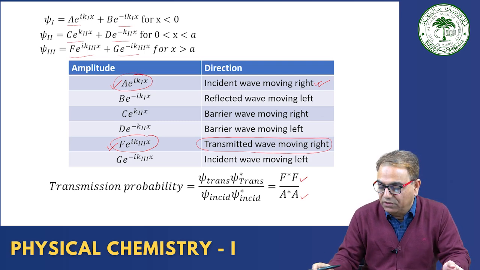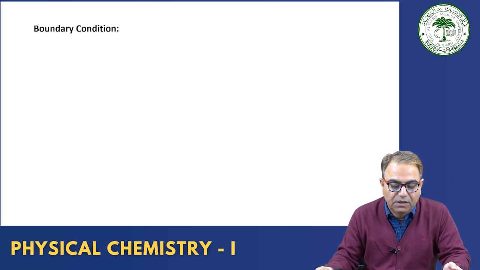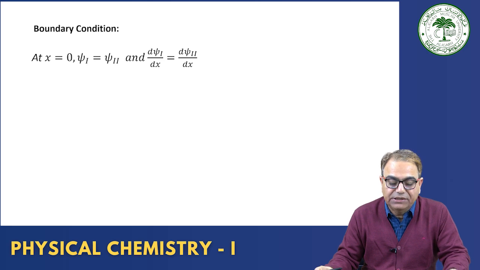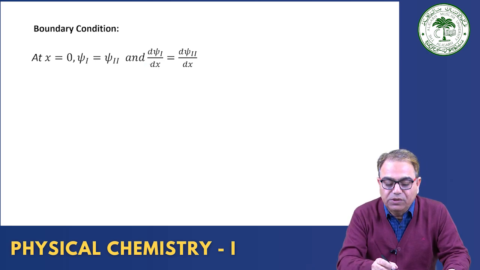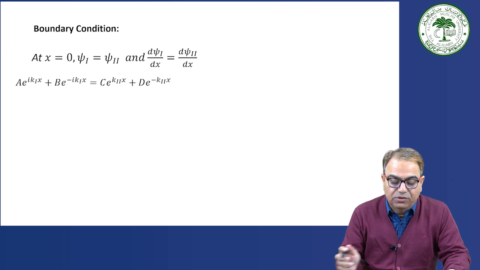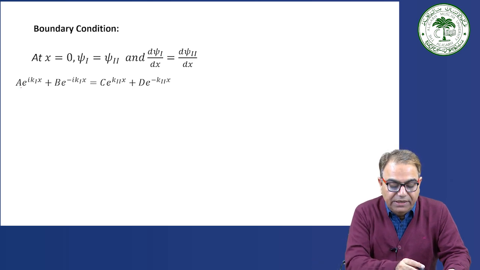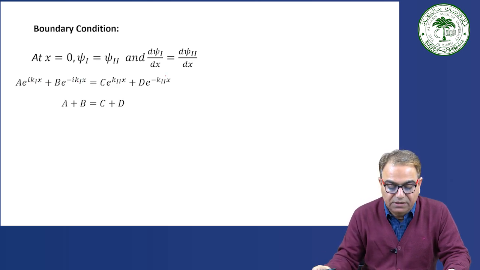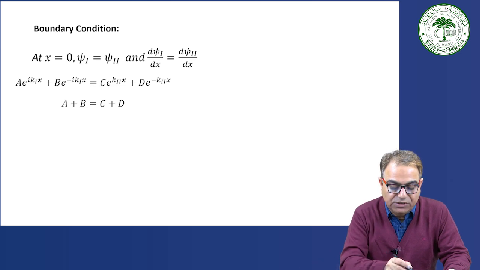Okay, this we are going to find out. Okay, so boundary condition, if you apply at x is equal to 0, psi 1 is equal to psi 2, again you can write, and in order to make the slope also equal, d psi 1 by dx equal to d psi 2 by dx. So exponential terms, A exponential i k1x plus B exponential minus i k1x is equal to C exponential k2x plus D exponential minus k2x. Okay, and what does it tell you? It tells you that A plus B is equal to C plus D, that you can write.